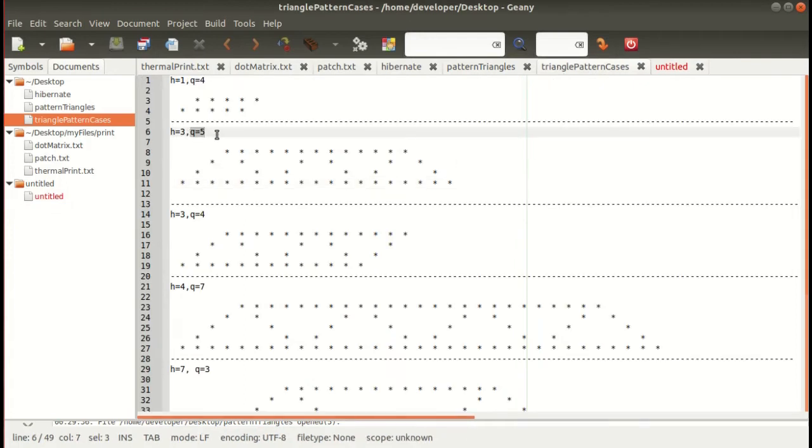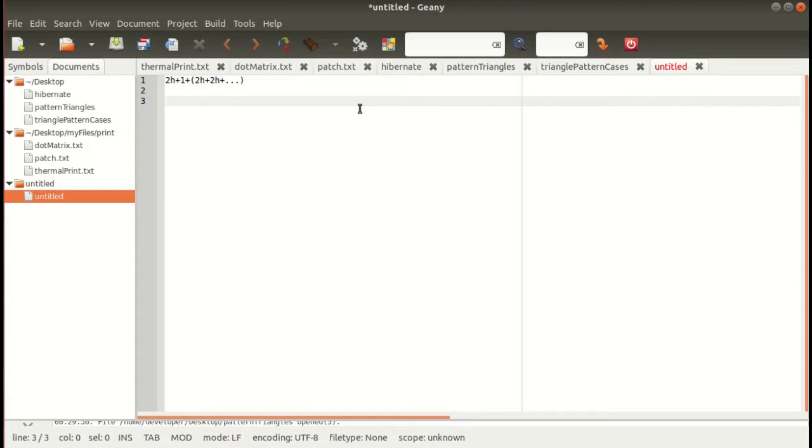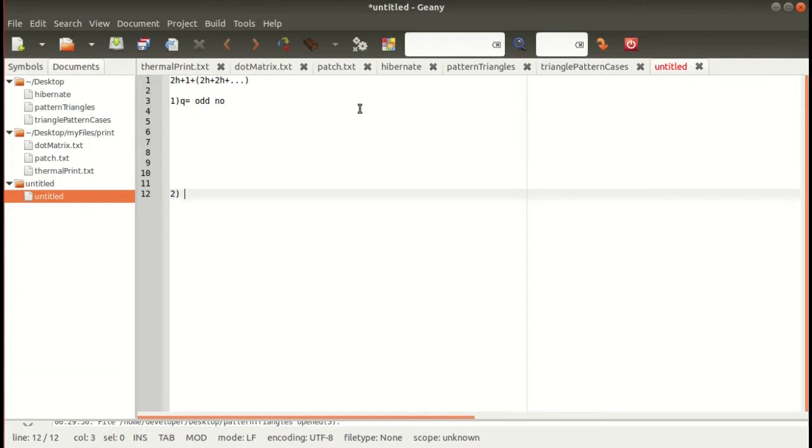Here they gave quantity equal to 5. I forgot to tell you one thing: we need to categorize this. The first category is when quantity is an odd number of triangles, and the second one is when quantity is an even number of triangles.